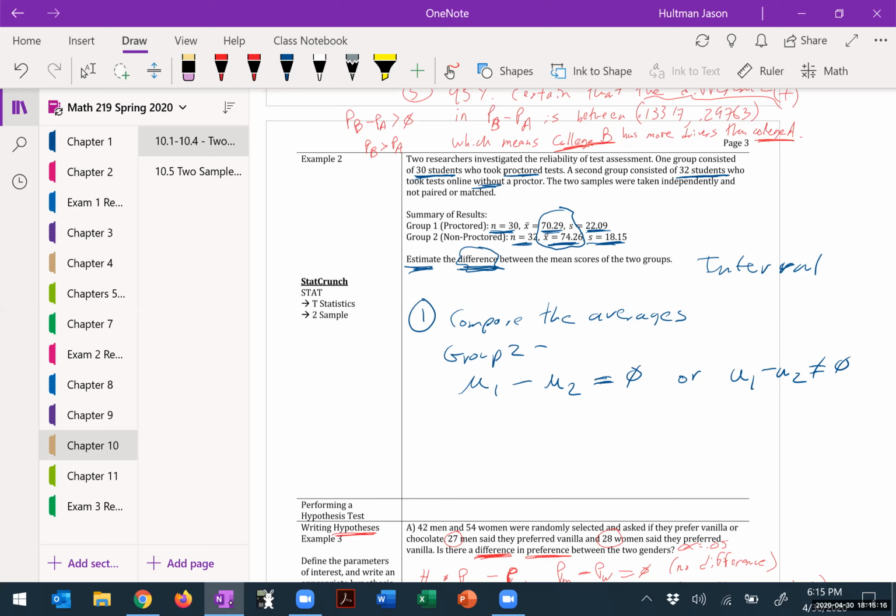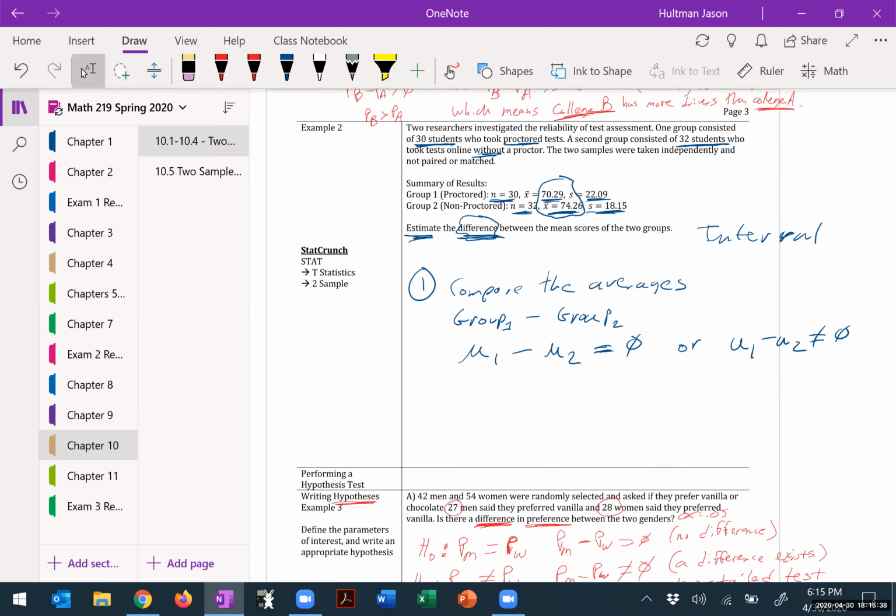Actually, I'm just gonna keep it as group 1 minus group 2. I'm not gonna confuse it. And if it's negative, it doesn't matter. If it's negative, it just tells me that it's not equal. So group 1 minus group 2, just to keep it simple. I don't want to reverse it just to keep things positive.